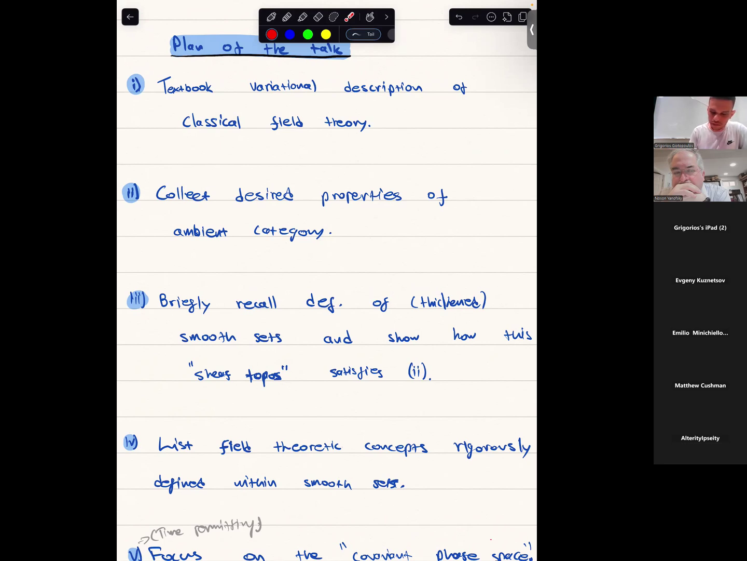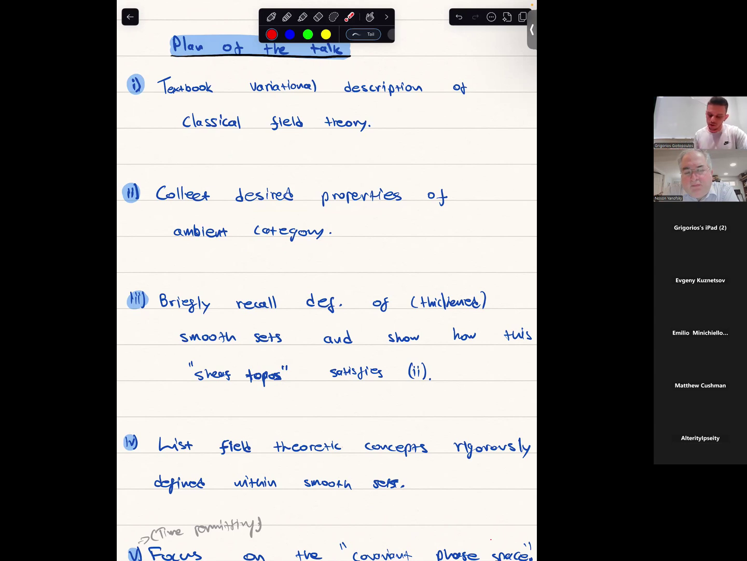So I'll start off with a textbook sort of variational description of classical field theory, meaning it's not rigorous, and what we're trying to do is make it fully rigorous with the least amount of mathematical machinery that we can use, i.e. without using infinite dimensional manifolds and things that are unnecessary from the point of view of physics for most aspects. So after this discussion, I'm going to collect a list of desired properties for an ambient category where this description should be taking place or seems to be taking place in.